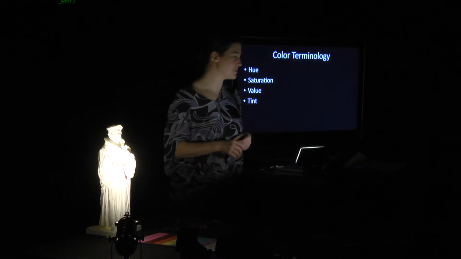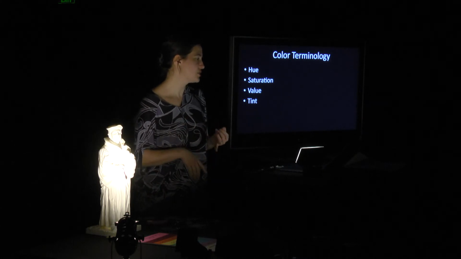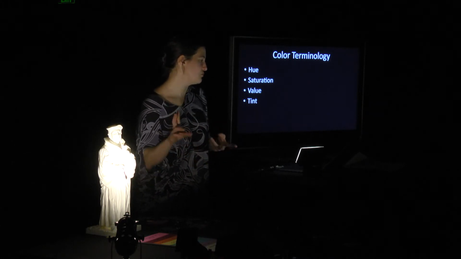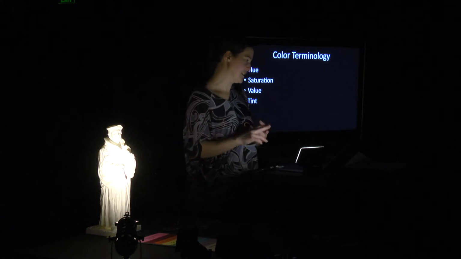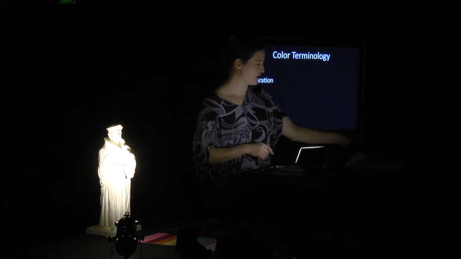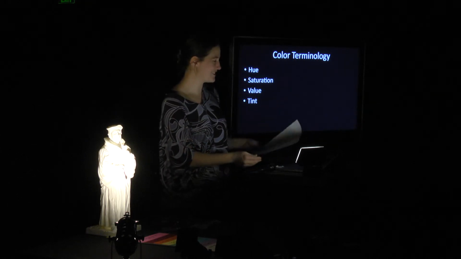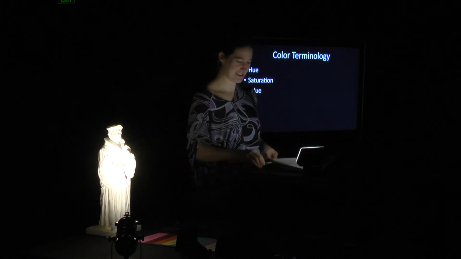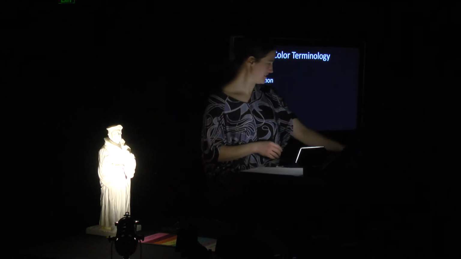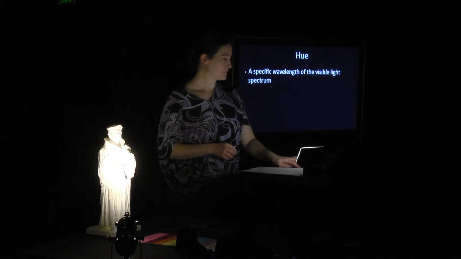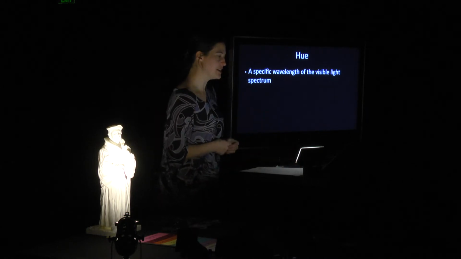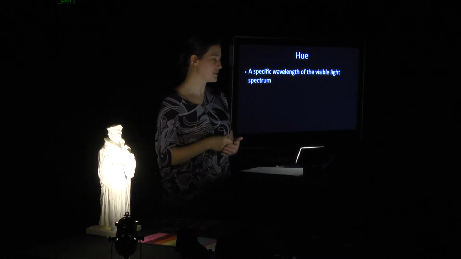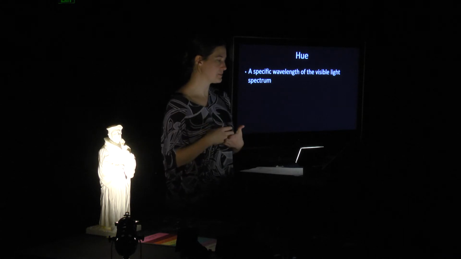So here's some color terminology: hue, saturation, value, and tint. We're going to go through what these are, and they should be on your little list. Oh, look, they are. Great. I love guides. I loved 3 years ago me. Okay. So hue is a specific wavelength of the visible light spectrum.